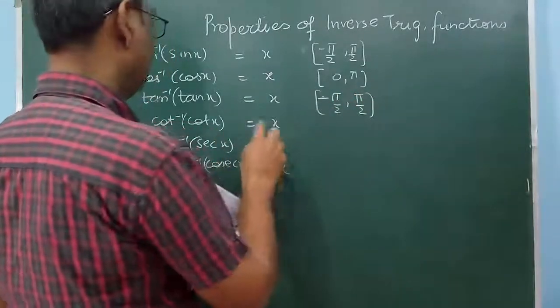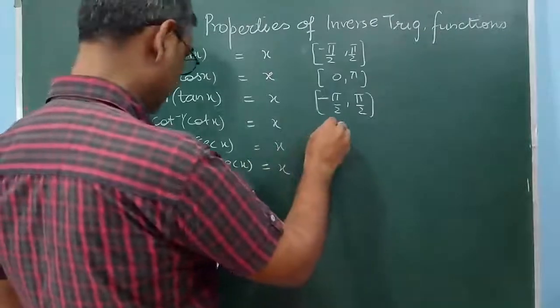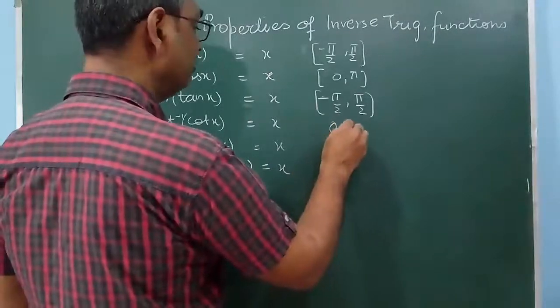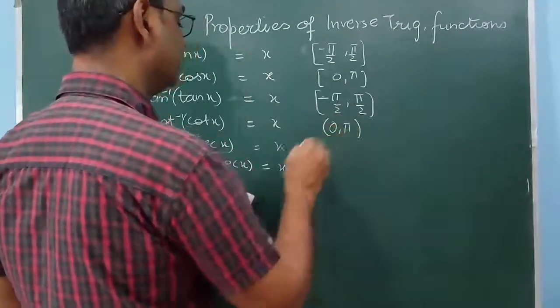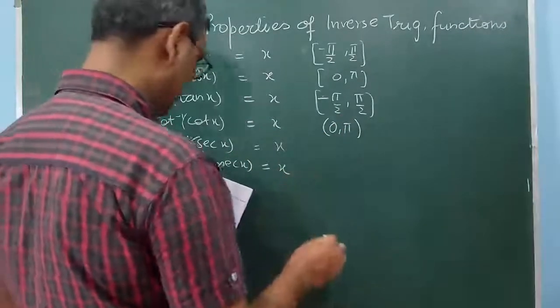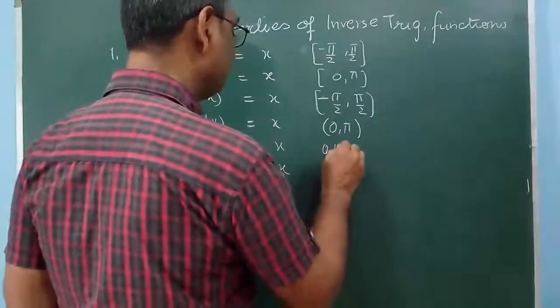Here cot is from where to where? 0 to pi. Sec is 0 to pi by 2.